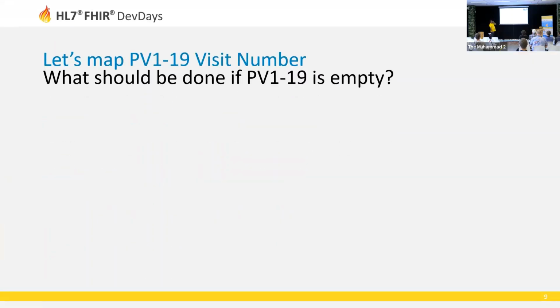Another one. PV1-19, the visit number. Okay, how does that map? And what do you do if it's empty in version 2?